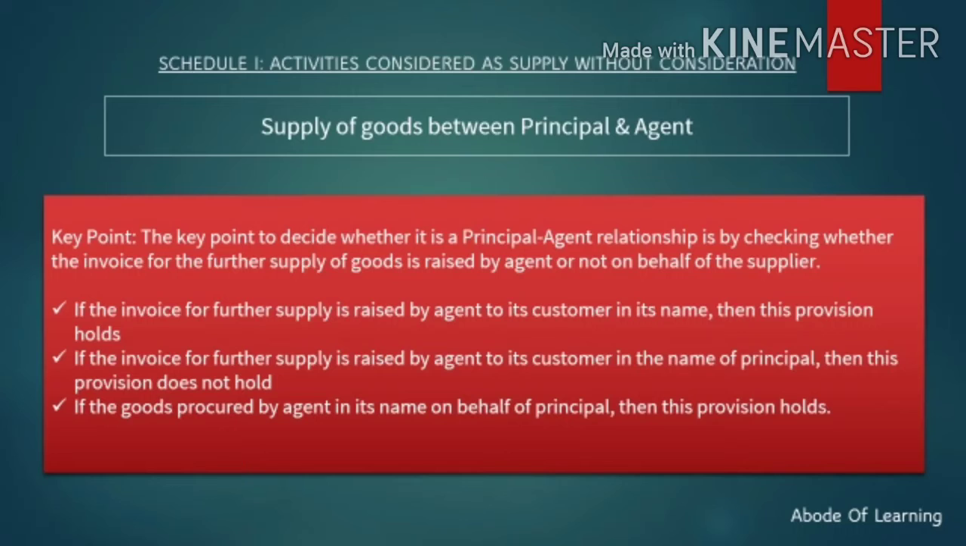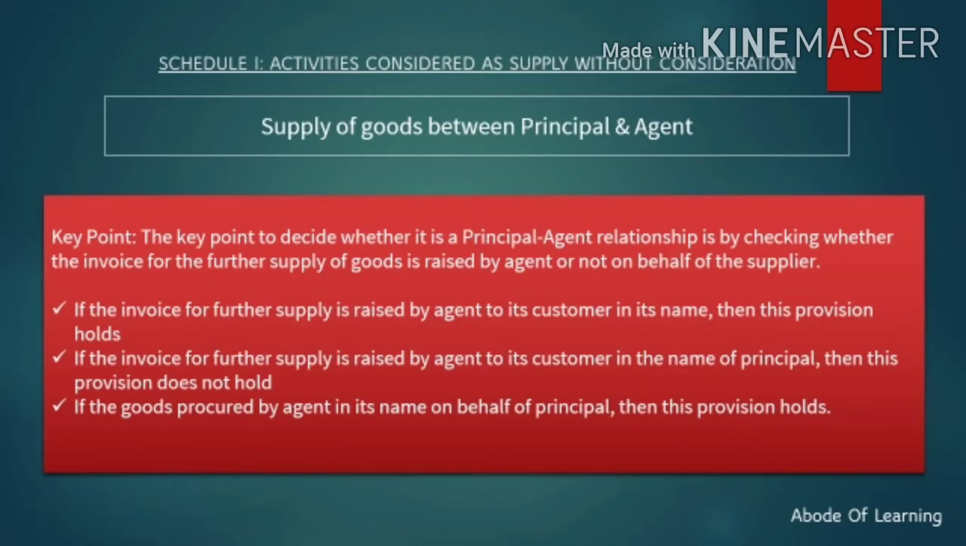Principal and agent is basically like the principal has some goods, he is giving out to his agent, and on his behalf the agent will be selling the goods to other persons. Now, to decide whether it is a principal-agent relationship, it is important to check on whose behalf the bill is raised by the agent when goods are being sold by him to another person. If the invoice for the supply, meaning the supply that happens from the agent to a third person, another consumer, is raised by the agent to its customer in its own name, then yes, this provision holds.